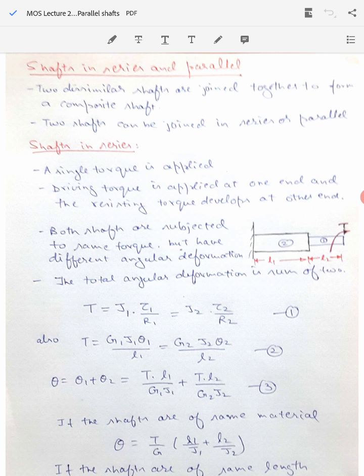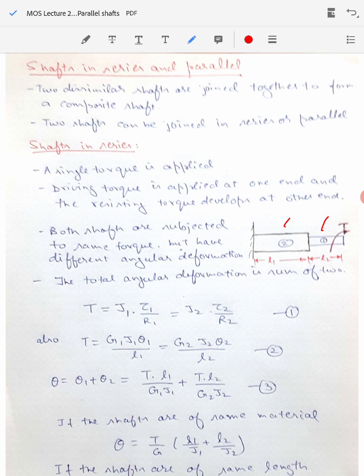As you can see in the figure, there are two shafts, shaft 1 and shaft 2, and they are joined in series. They have different lengths, they can be made up of different material, so their modulus of rigidity may be different, and as their cross section dimensions are also different, the diameter is different, so in general their polar moment of inertia will also be different. Now this series shaft is subjected to a torque T at the free end.